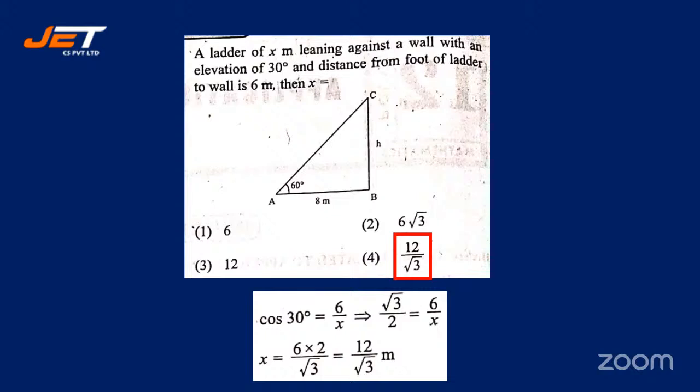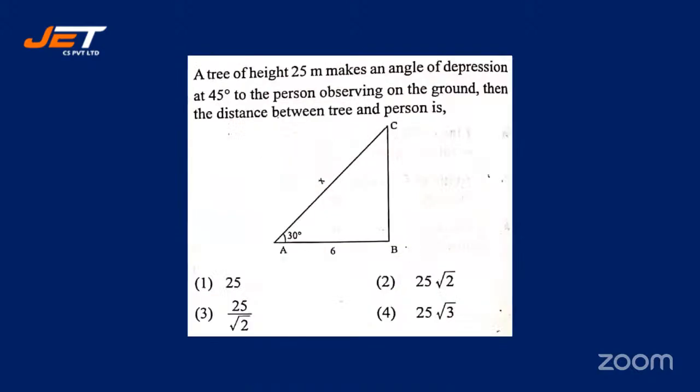So x into root 3 is equal to 12. X is equal to 12 divided by root 3 meters. Therefore, your option is 4 and many of you have given me option 4 except few who have given 2. All right. So please change your answers. All right. See the next question.